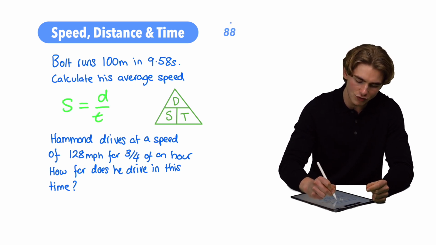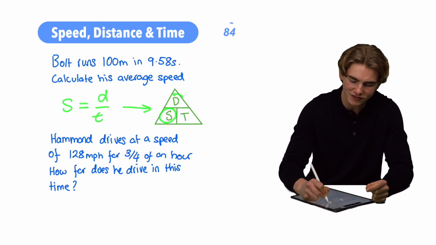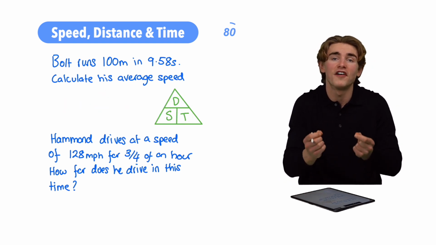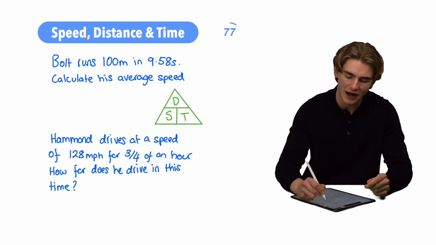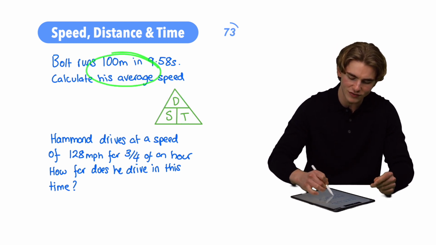And if we want to, we can write this in this handy triangle to the right, which has an S in the bottom left, a D at the top, and a T in the bottom right. And that's sometimes going to be helpful for helping us to rearrange it, for example, to calculate time or to calculate distance. Let's have a look at these two examples then to see how it's applied.